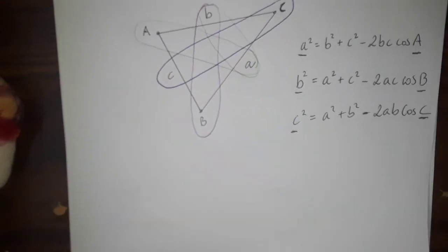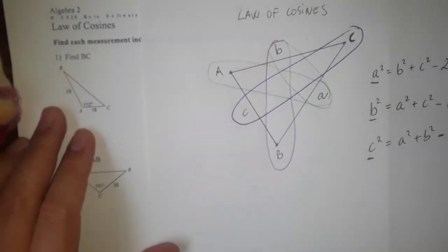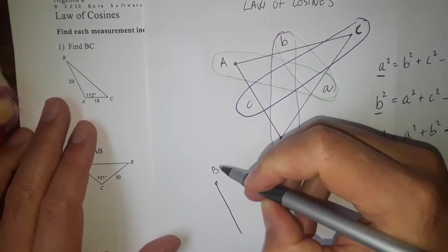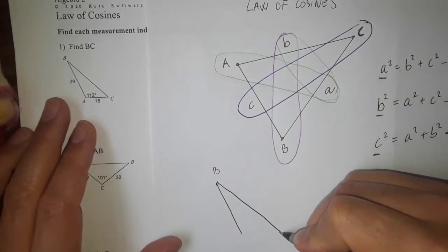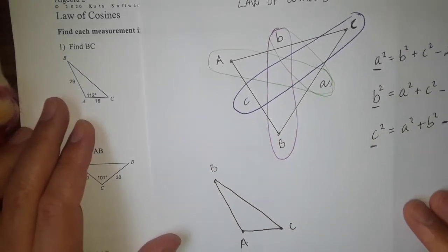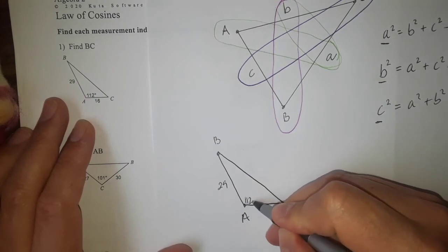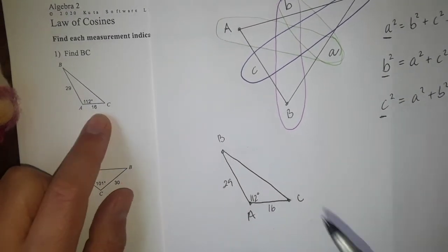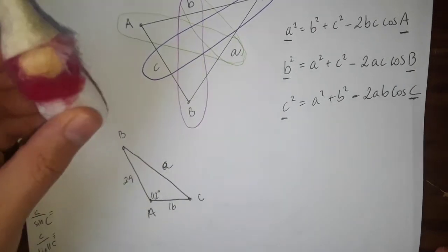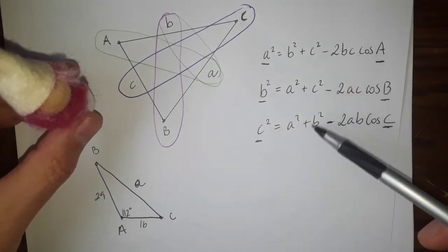So if that's true, then let's try to solve exercise number 1, and I'm going to rewrite this exercise number 1 in here. We have B in here, we have C in here, and we have A in here. 16, 29, okay, and this is 112. Here they ask me for side A, so we're trying to find A, right? If we're trying to find A, which formula should we use? This one, or this one?